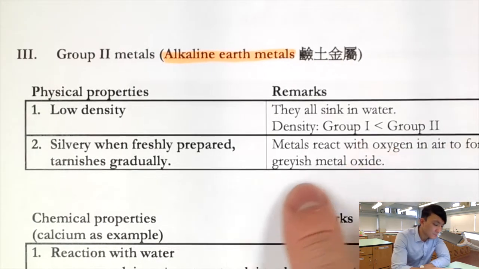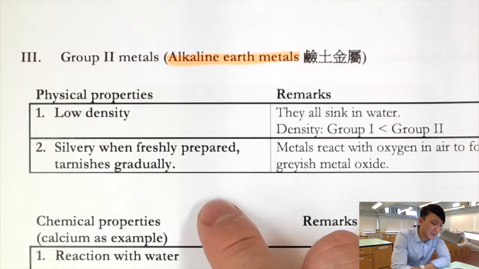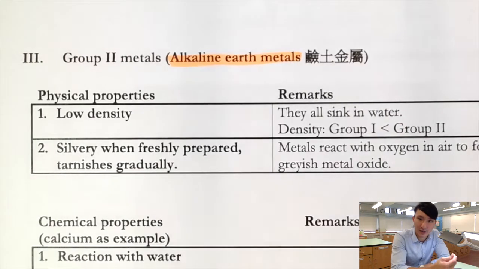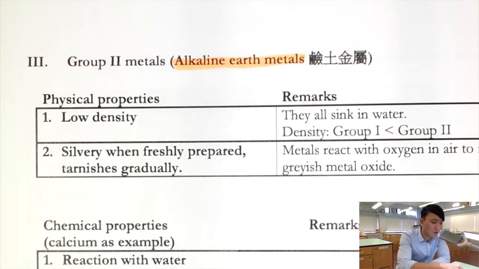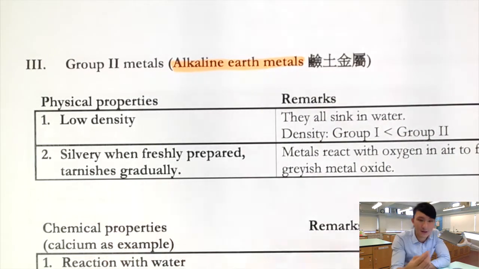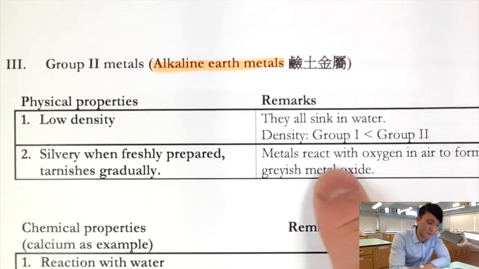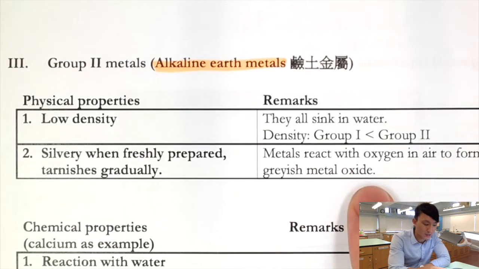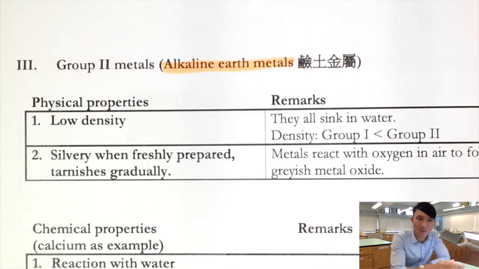Okay? Now the second part here is quite similar to group 1 metals. All these metals, if they are freshly prepared, freshly extracted, are silvery in appearance. However, when they are exposed to the atmosphere, they will tarnish gradually, forming a grayish appearance. The reason is quite similar to group 1 metals: the metal reacts with oxygen in air to form grayish metal oxide. So the grayish appearance is due to the oxide formed on the surface.